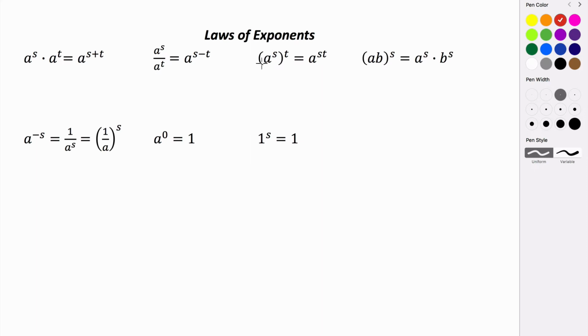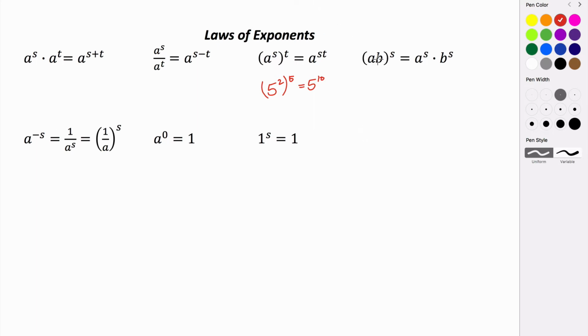This one says if you raise a power to a power, then you take the product of the exponents. So if you had something like 5 squared, all of that to the 5th, this would be equal to 5 to the 2 times 5, which is to the 10th. So that would be 5 to the 10th power.